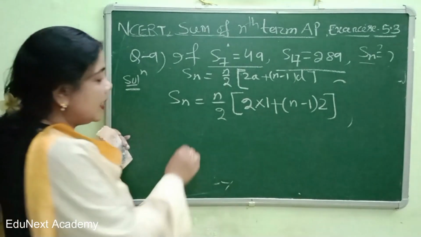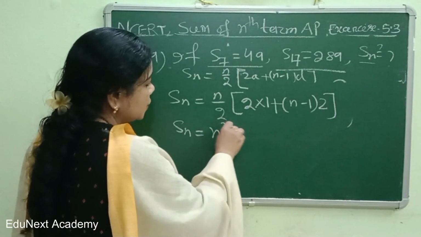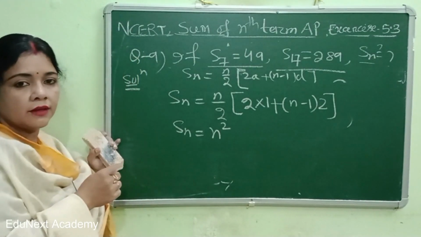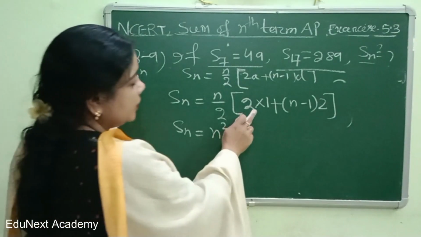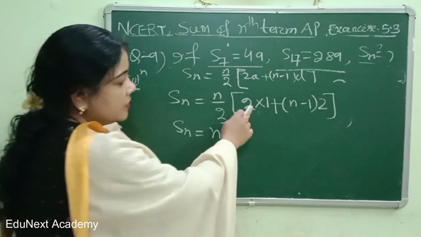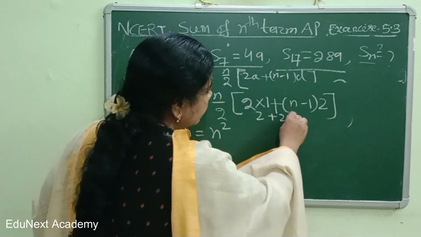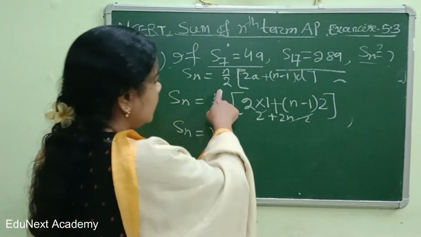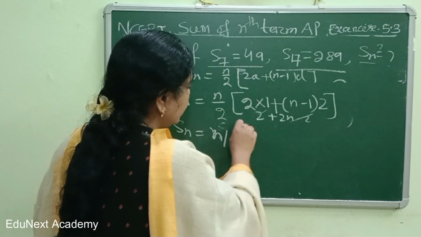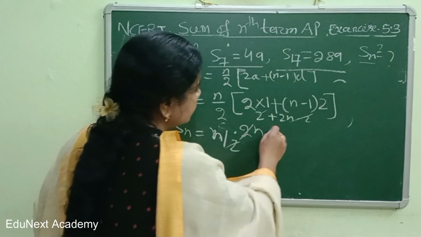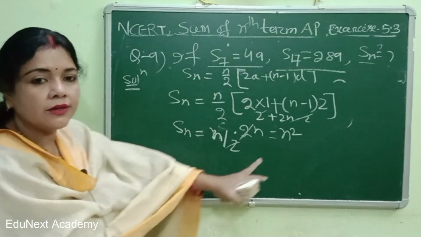Okay, so after solving, I got S of n is equal to n square. Because if you see here, this 2 into 2 into 1 is 2 plus 2n minus 2, cancel out. N by 2 into 2n, that is n square. S of n is equal to n square.